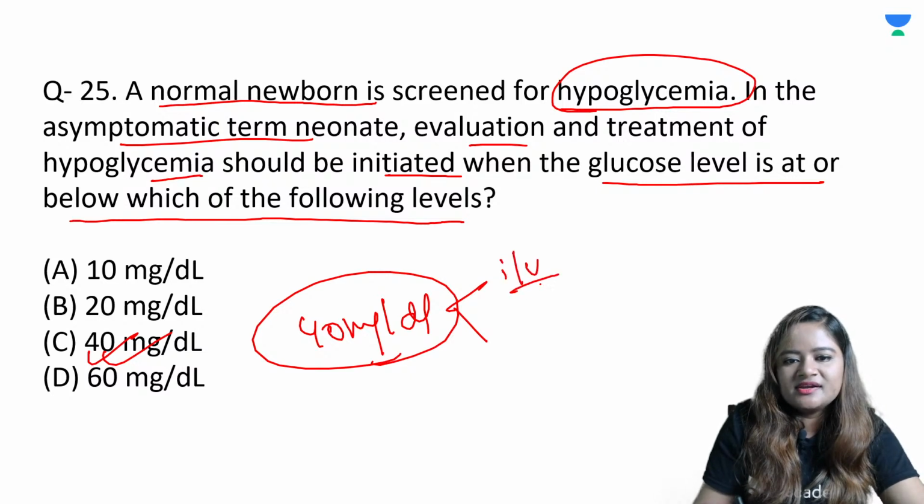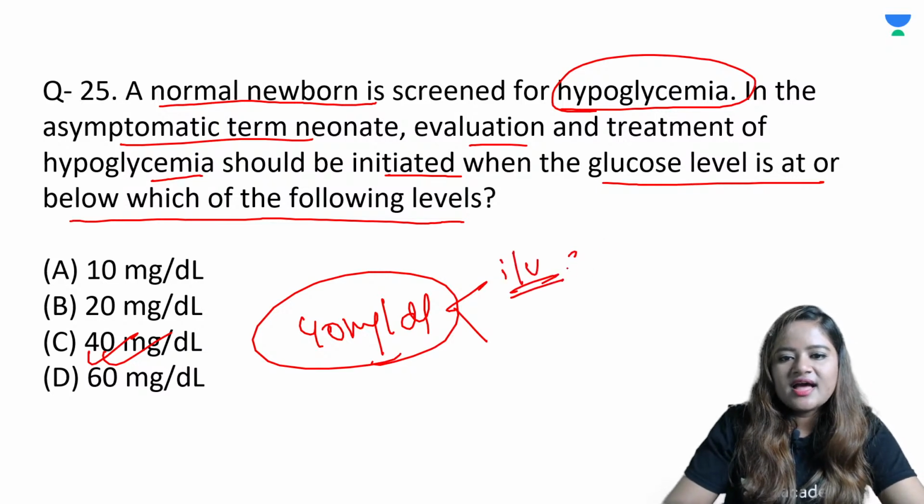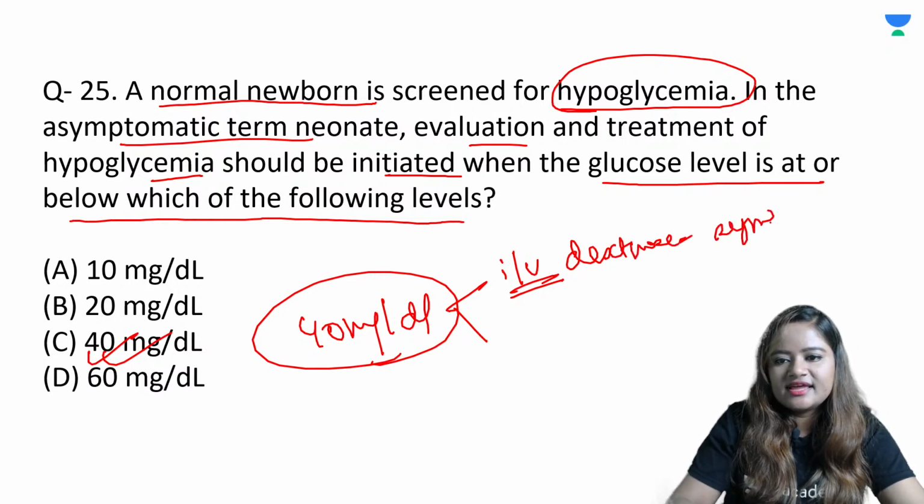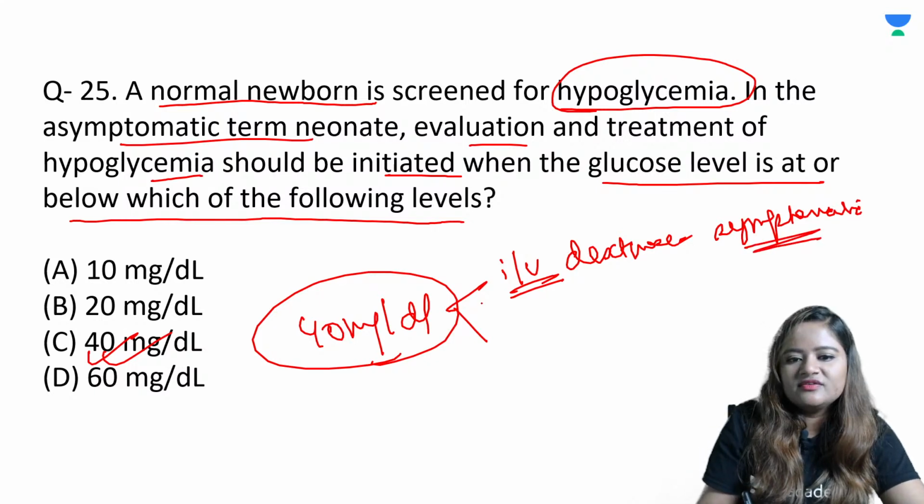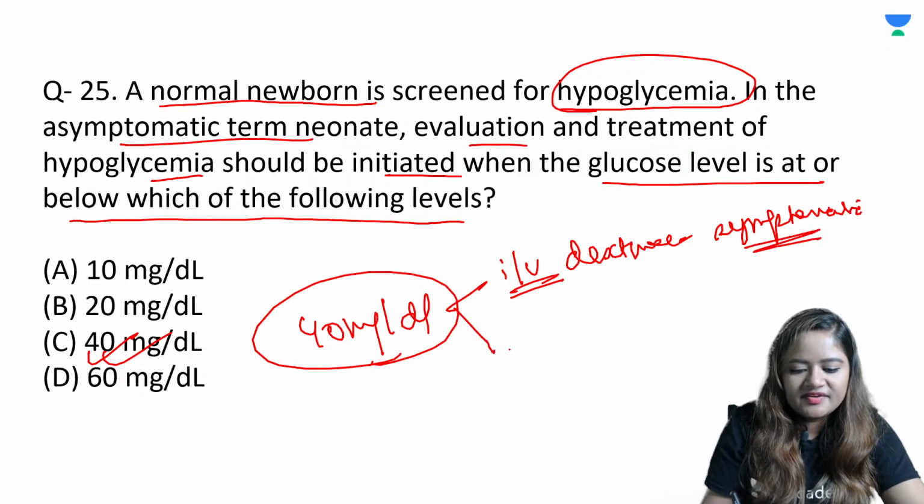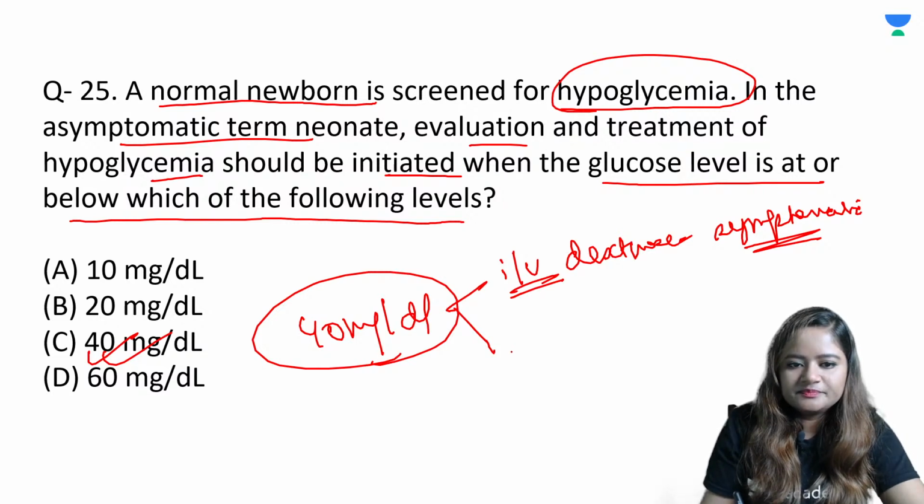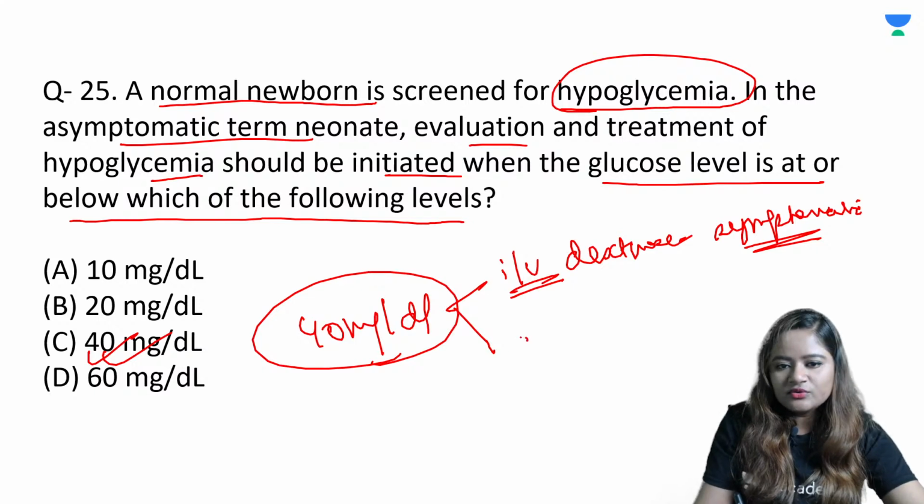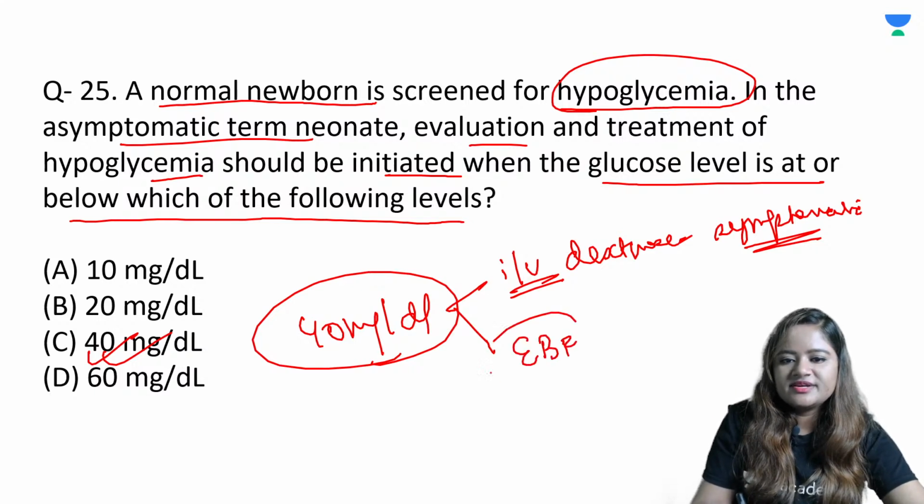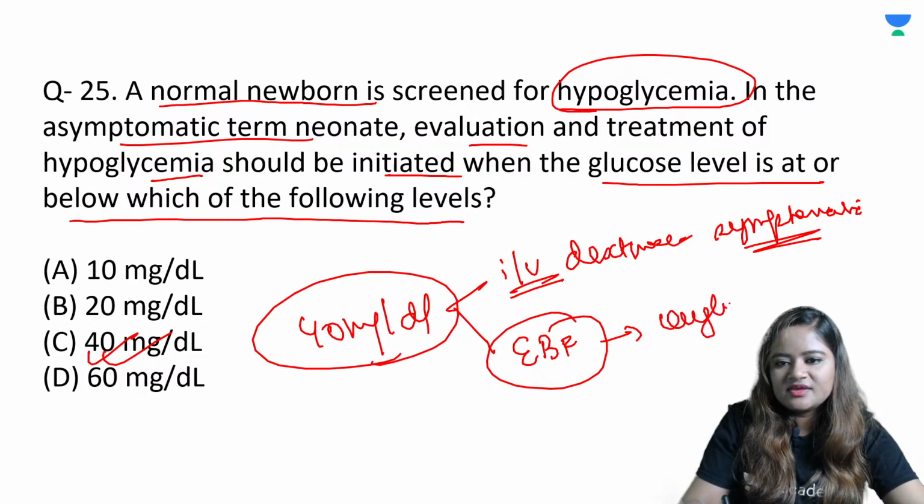So please remember another very important concept from here. IV dextrose is only given if the baby is symptomatic. That means having seizures, lethargy, or poor sensorium. Otherwise, in any other condition, whether it is infant of diabetic mother or any other condition, you will only give oral feeds. You're only going to continue with exclusive breastfeeding. Breastfeeding is a very nice method to maintain euglycemia in newborns.